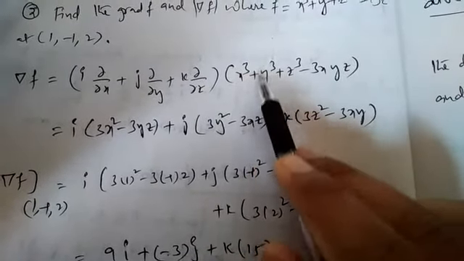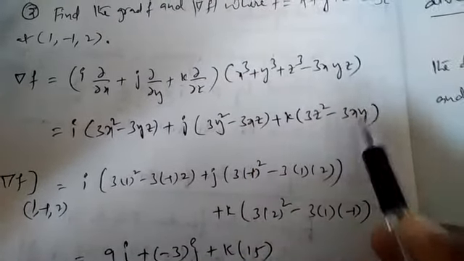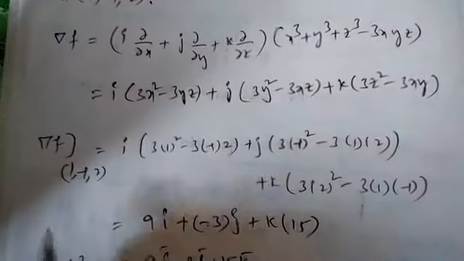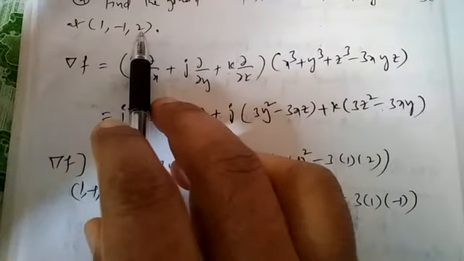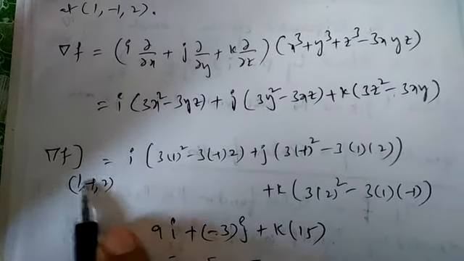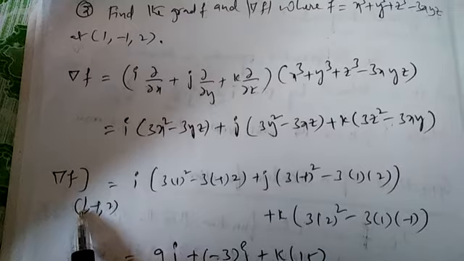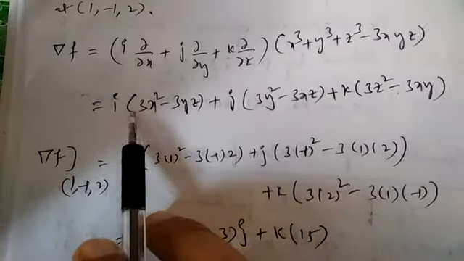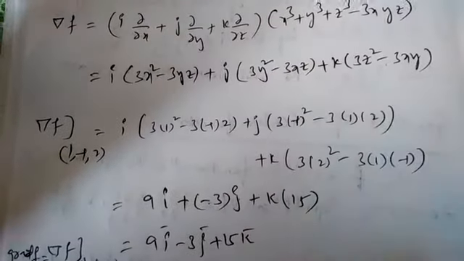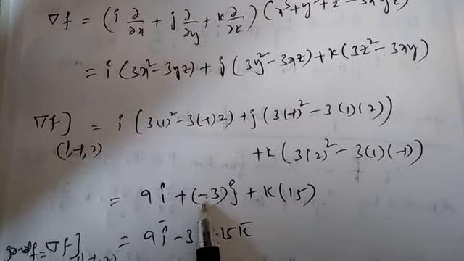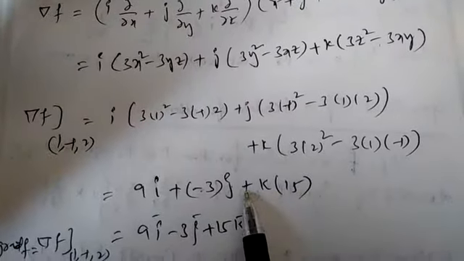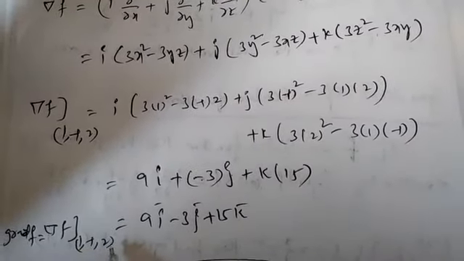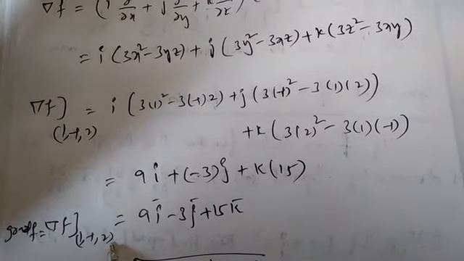Now this term is 0, and this term is 3z square minus 3xy. Now we need to find this del f at the point (1, -1, 2). Substitute 1, -1, 2 here: in x place 1, y place -1 and z place 2, in this expression. Then we have 9i minus 3j plus 15k. This is the gradient of f at (1, -1, 2).